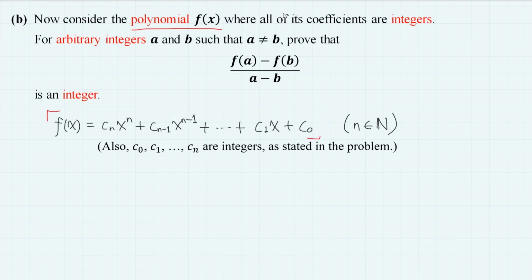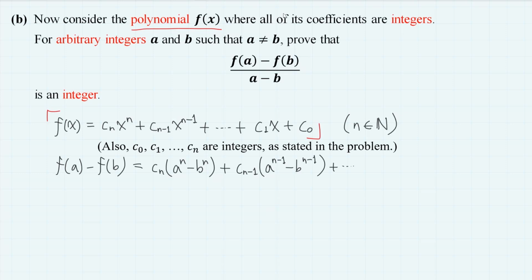So using this general expression, let us calculate f(a) minus f(b). Then we have f(a) minus f(b) equals Cn times (a to the power of n minus b to the power of n) plus Cn minus 1 times (a to the power of n minus 1 minus b to the power of n minus 1), and so on, all the way to C1 times (a minus b). And the constant term C0 just cancels out. So we have this.